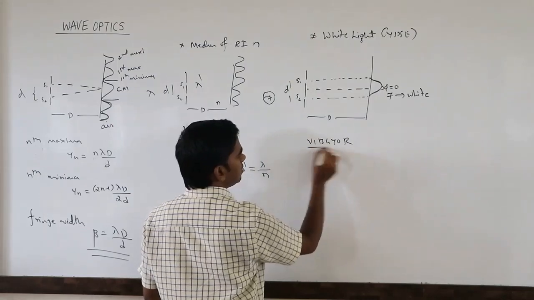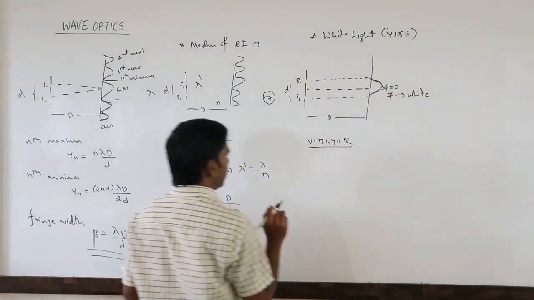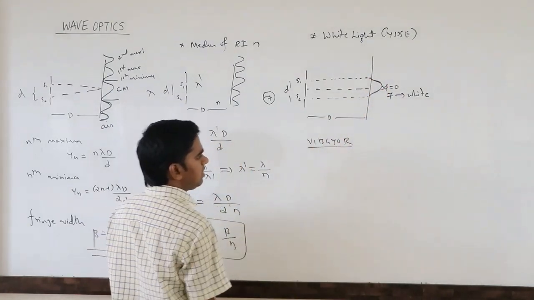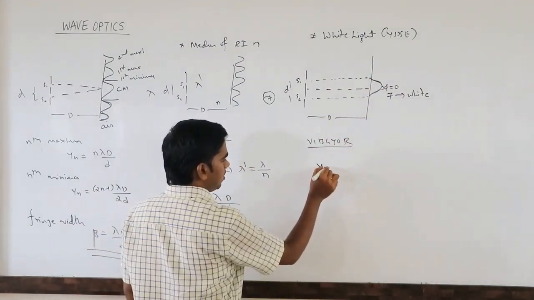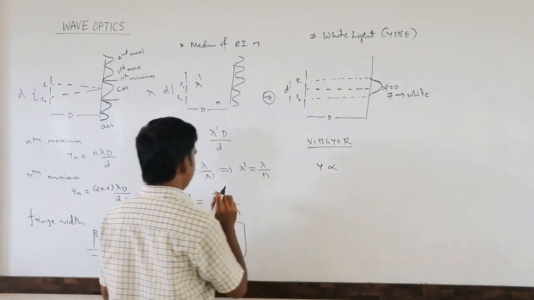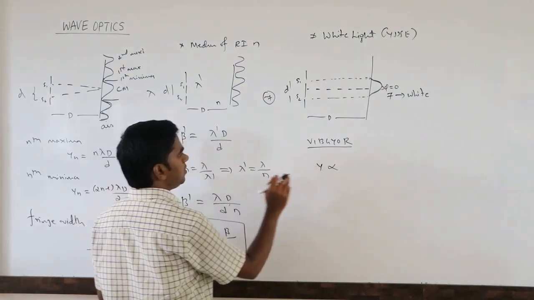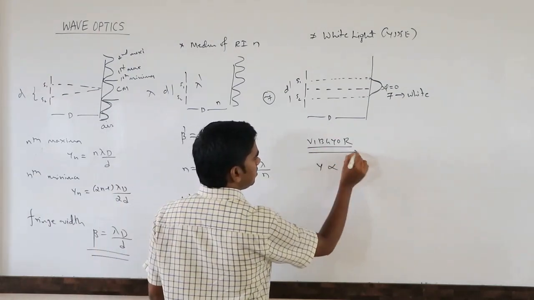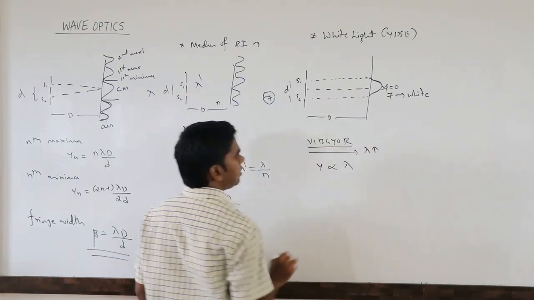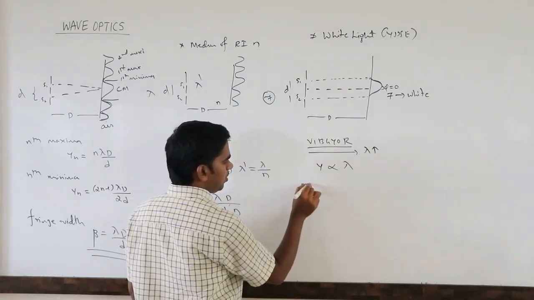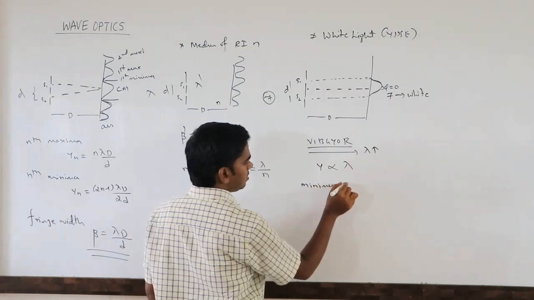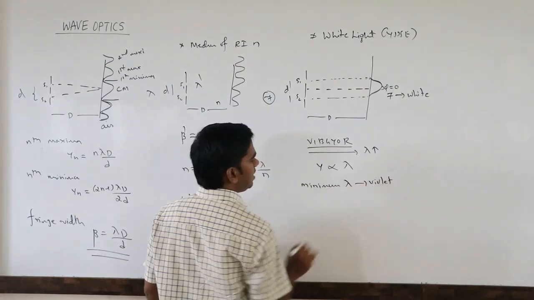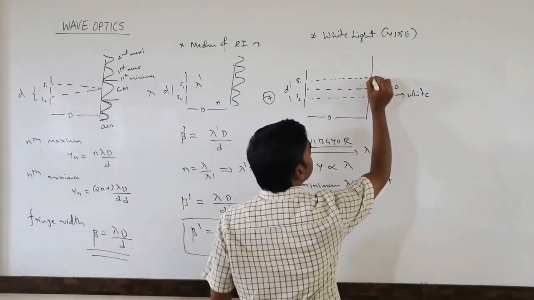So out of 7 colors, which color will come first? First minima will come. That means which color minima will come first? We know that distance y is directly proportional to lambda. If you move from this side to this side, lambda will increase. So which is having the minimum wavelength? Violet. So that is why the first color comes here.